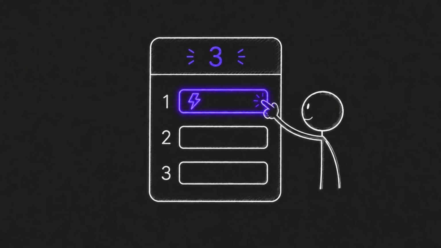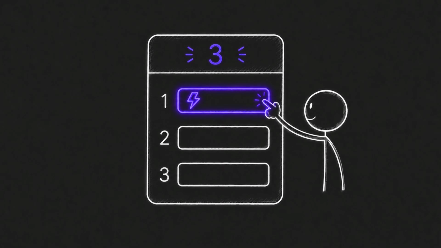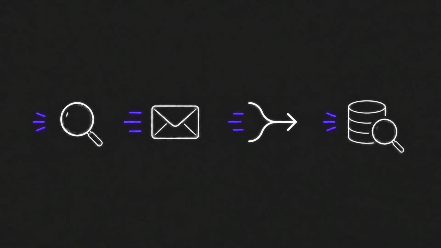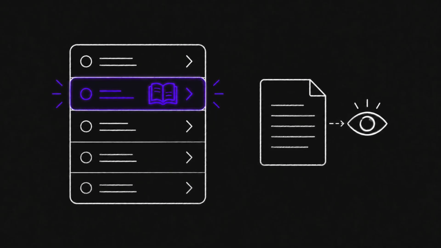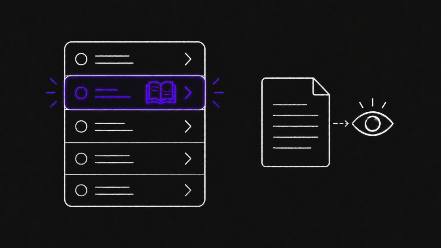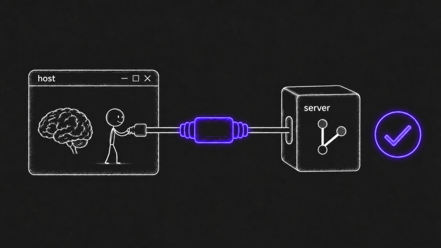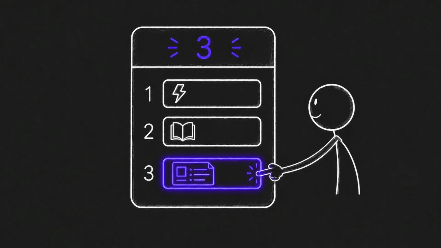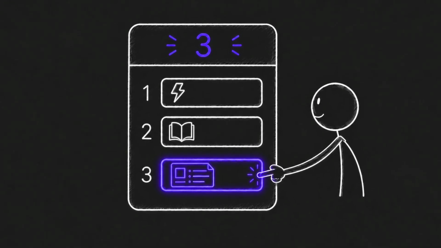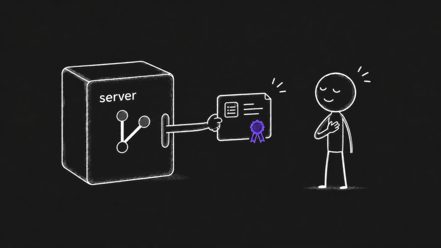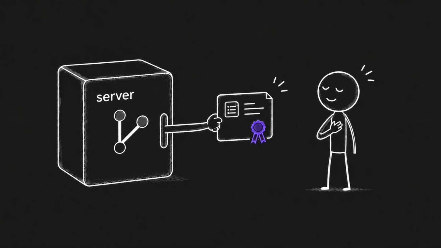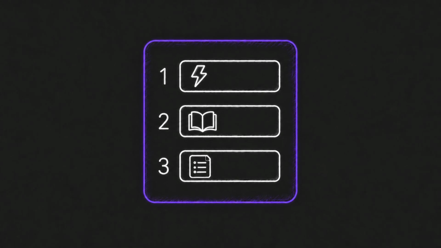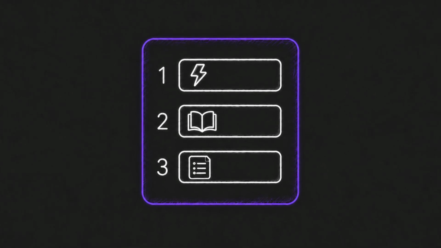First, tools. These are actions the AI can take. Search the web, send an email, open a pull request, run a query. Verbs, things that do something. Second, resources. This is data the AI can read, a file, a document, a row from your database, the result of an API call. Nouns, things it can look at. And third, prompts. These are ready-made templates, the expert way to ask, like a saved recipe the server hands over so you don't have to phrase it yourself. Tools to act, resources to read, prompts to guide. That's everything a server can put on the table.